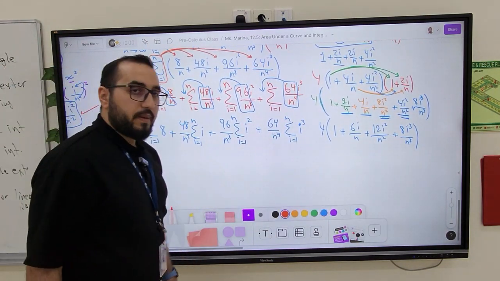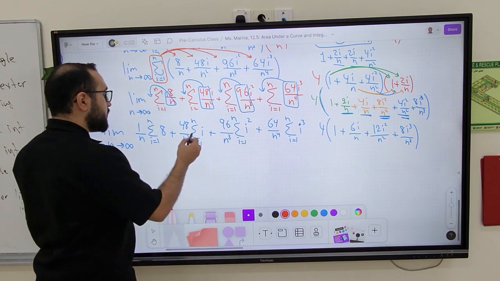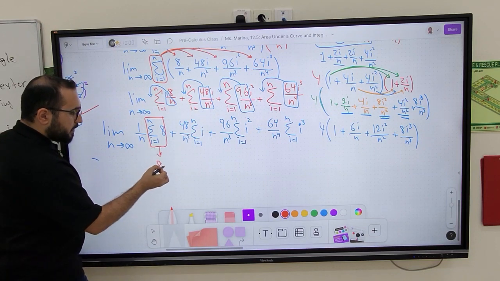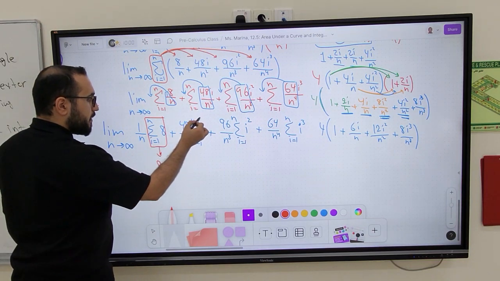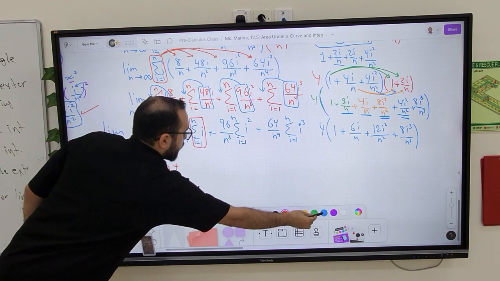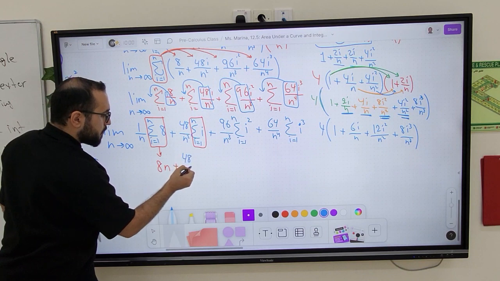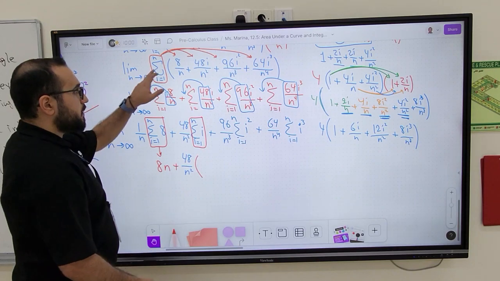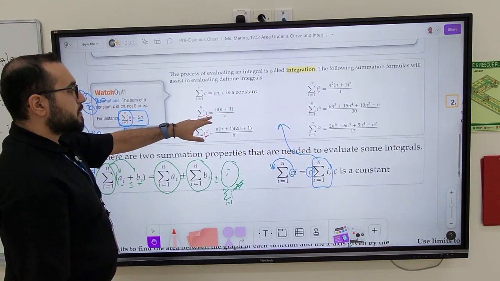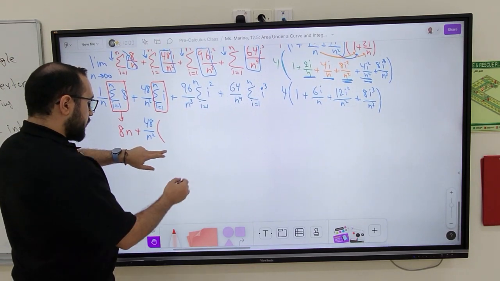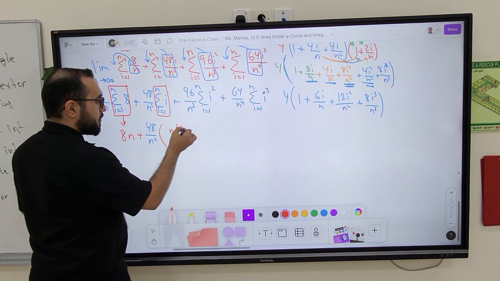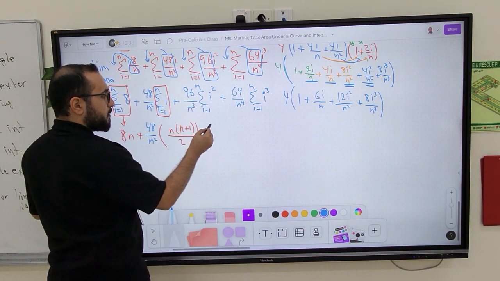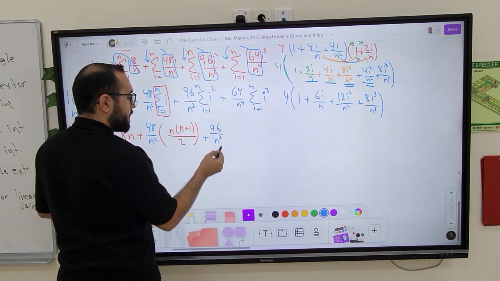Now what should I do? I replace every Riemann sum with the formula that we learned. So as you can see here, this part here will be equal to 8n, plus this part here. Okay, let me keep the blue one first. So 48 over n squared. So this one multiplied with i, if we go up here to see what is i from the table, i is n times n plus 1 over 2. So it's n times n plus 1 over 2, plus, we keep this one, 96 over n to the power of 3.